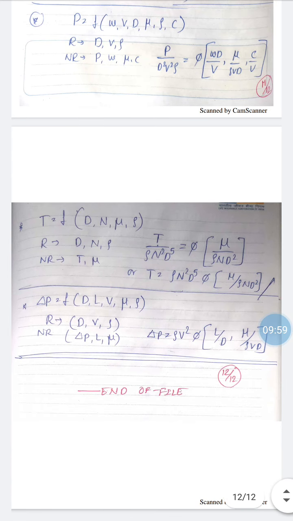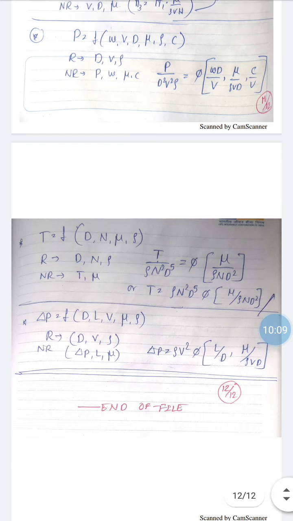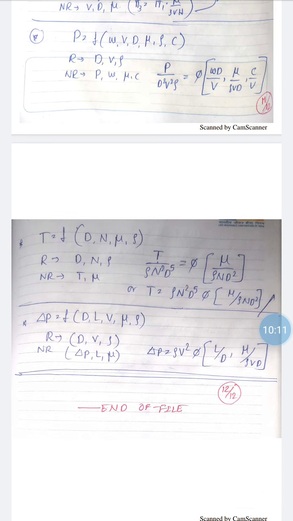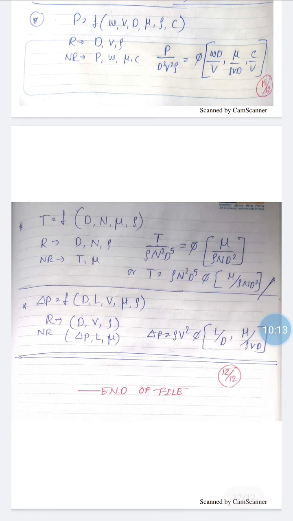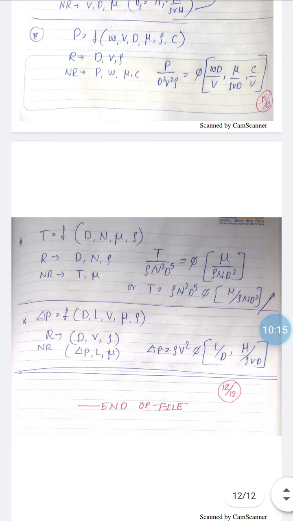Next, the torque T is a function of diameter d, rpm n, coefficient of absolute viscosity mu, and density rho. So you are supposed to find a relation here. You can see m is 5, n is 3. So there are 2 pi terms. Select d and rho as repeating variables, T and mu as non-repeating variables. Remember, T is the dependent variable, should never be a repeating variable.